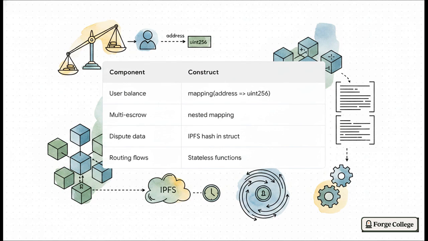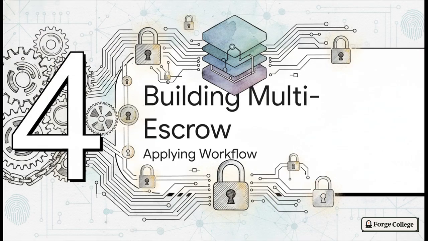Need a per-user balance? Map an address to a uint256 for efficient pull withdrawals. Multi-escrow records? Use a nested mapping with per-owner counters. Got bulky dispute metadata? Definitely keep that off-chain, using something like an IPFS hash. And for routing-only flows, keep those functions stateless, but be super careful with your atomicity. Let's see this in action.